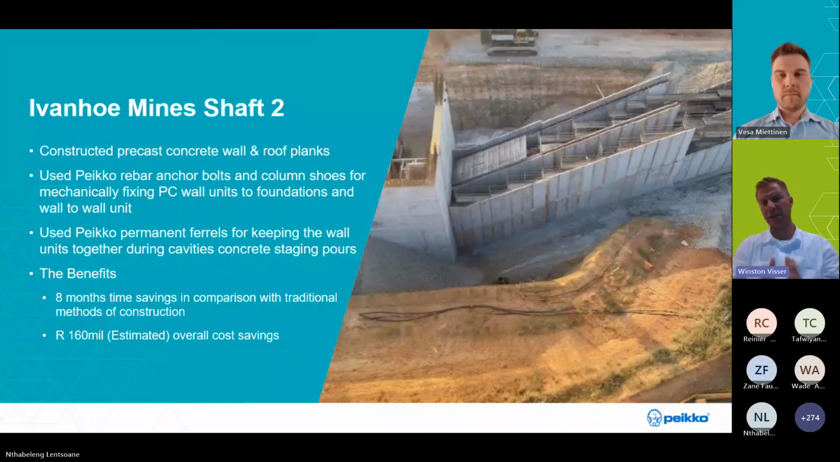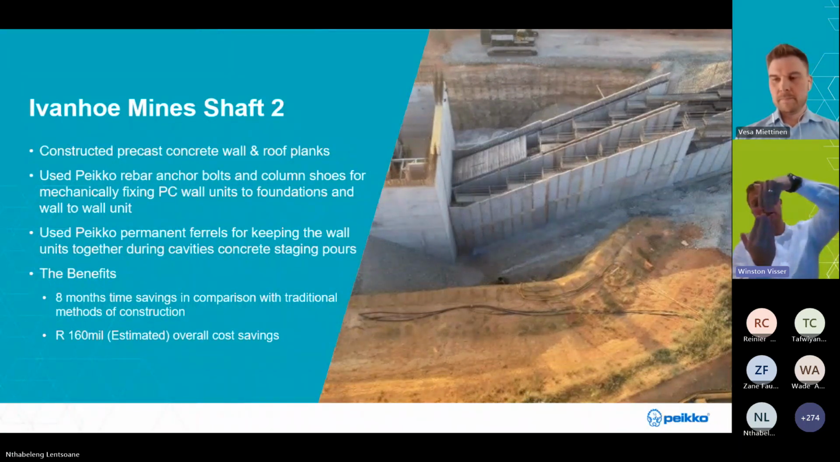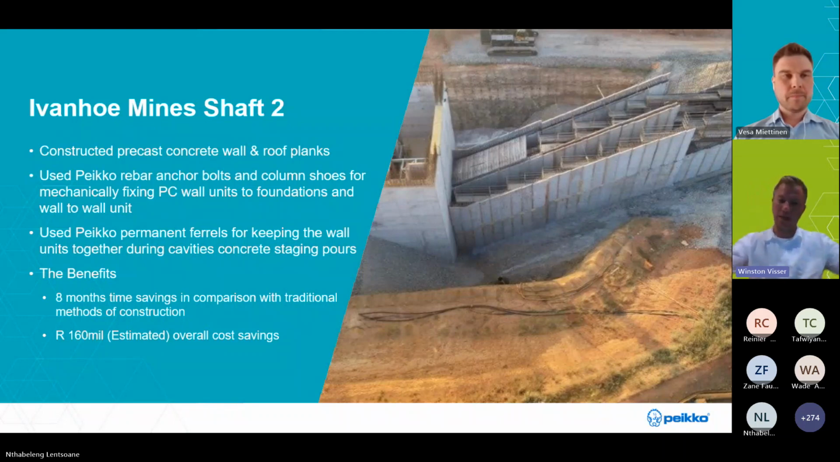So we manufactured the precast planks off-site, also consisting of our column shoes and anchor bolts. And then we basically constructed the two planks on top of one another, creating a cavity. Then we placed our main reinforcement within this cavity, and we did ferrules through the precast planks, and then started filling these cavity walls gradually with concrete until we reached the top level.